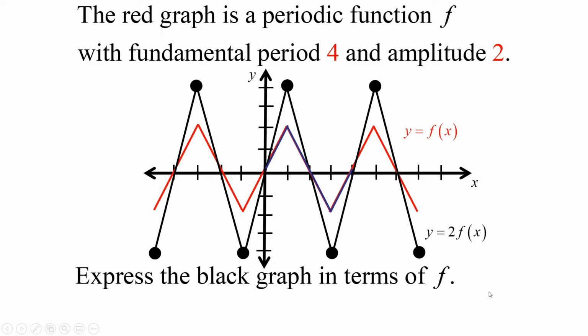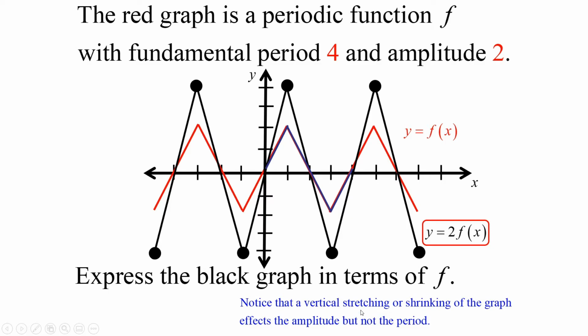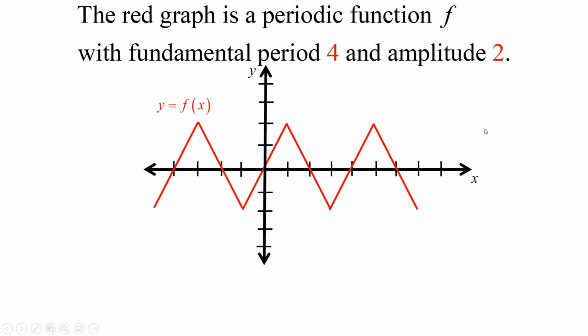There you go. So simple as that. Notice that a vertical stretching or shrinking of the graph affects the amplitude but not the period. The period of this black graph right here is still 4 units. All right. Now let's do something else.